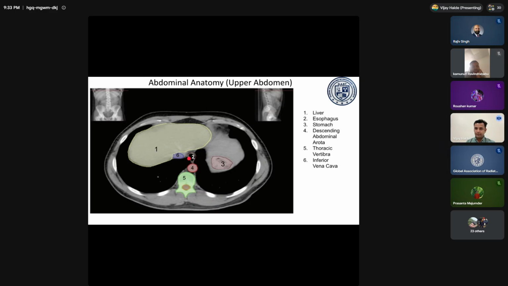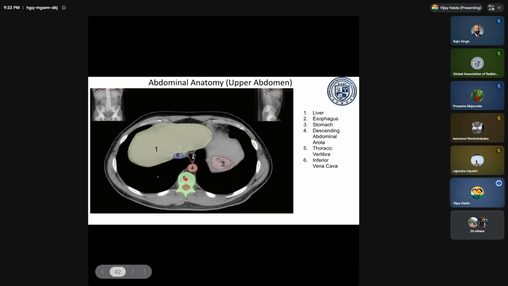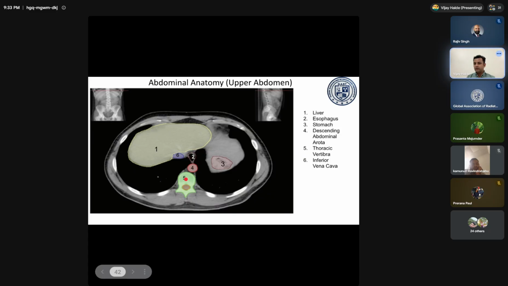So now we are starting the abdominal section. So the upper abdomen, this is a part of the liver. The esophagus is seen here. Sixth number is the inferior vena cava. This is the start of the stomach. Third number. Fourth is the descending abdominal aorta. Fifth is a thoracic vertebra. Still we are at the thoracic vertebra level. So at the abdominal level, for treatment of tumors, the empty stomach protocol, DIBH protocol or abdominal compression plate are the useful devices to restrict the motion.